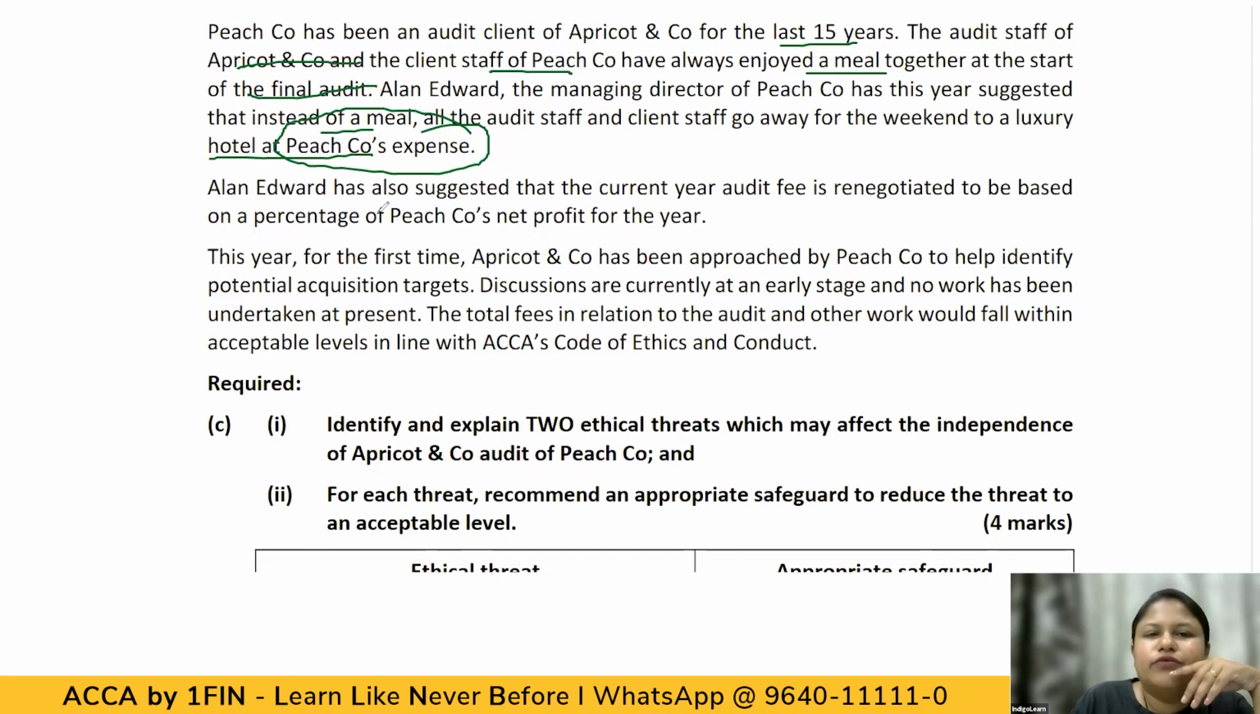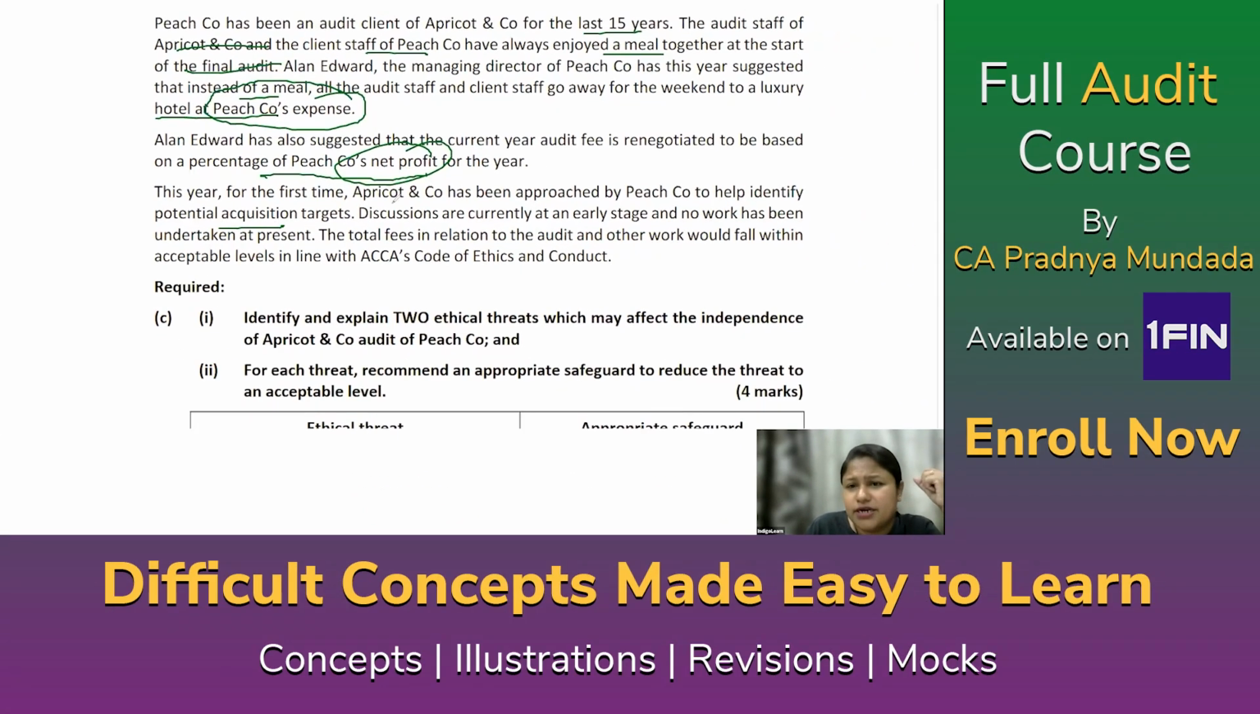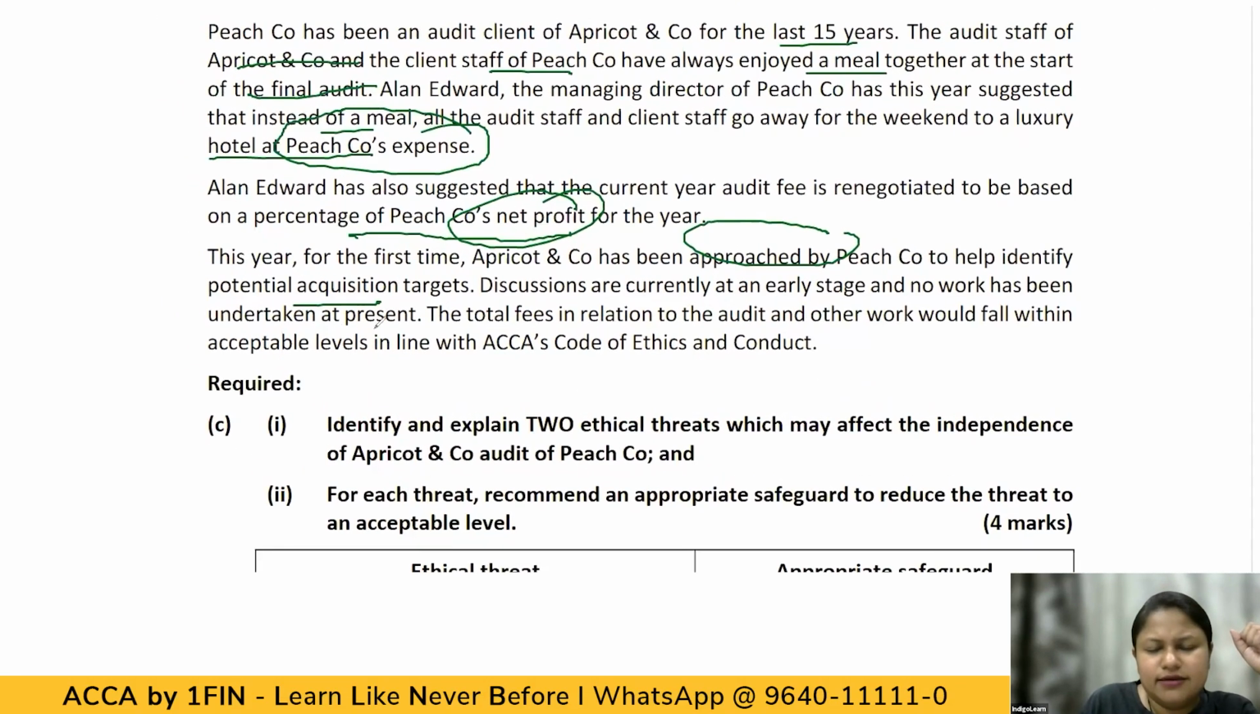Okay. Alan Edward has also suggested that the current year audit fee is renegotiated to be based on a percentage of net profit. Okay. This year, for the first time, Apricot and Company has been approached by Peach Company to identify potential acquisition targets. That means whether they can merge with somebody or acquire somebody. They're trying to get some kind of advice from them. Discussions are currently at an early stage and no work has been undertaken. The total fee in relation to the audit and other work would fall within the acceptable level in line with ACCA's code of ethics. So that is okay.